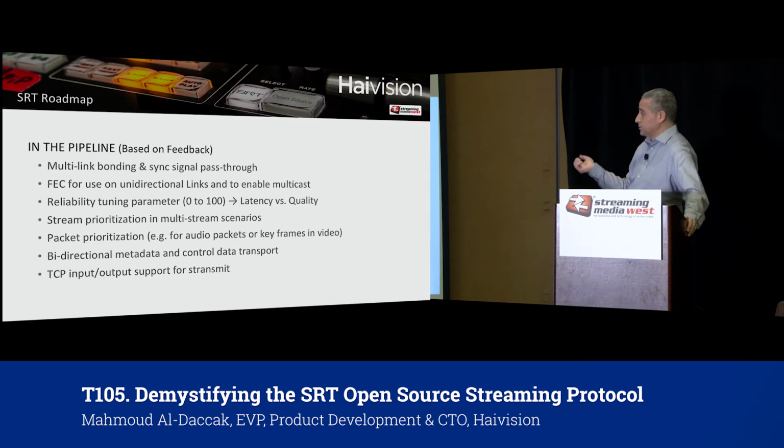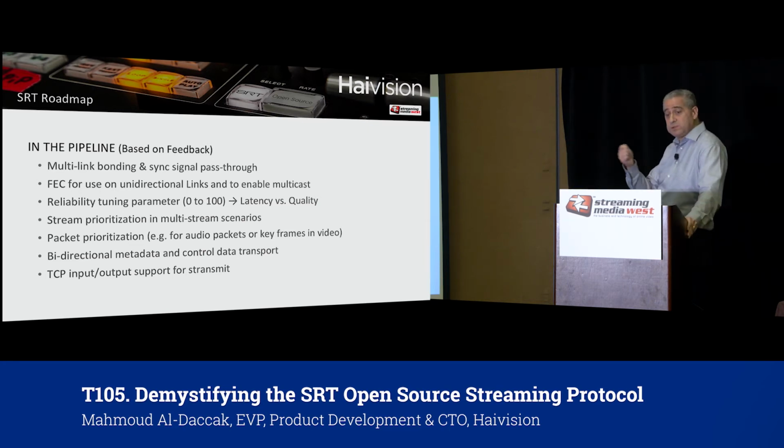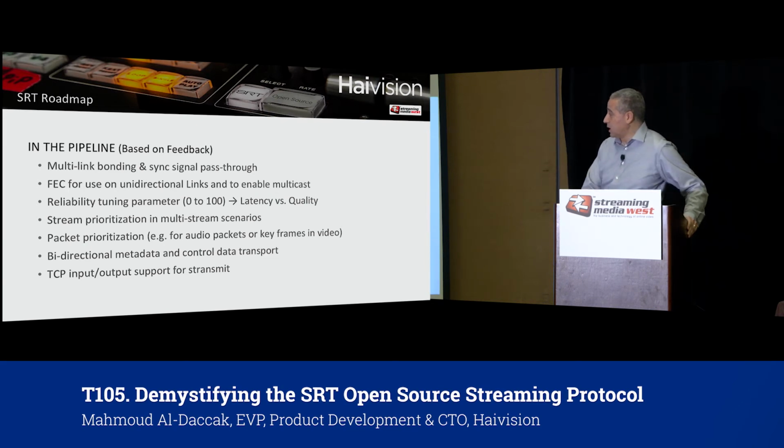A lot of people also ask for a slider. Latency plays with quality. You can increase the quality, but that will be at the expense of latency and vice versa. So we wanted a very simple tunable parameter for that. People also ask for stream prioritization, so please make sure that stream A has priority over stream B. The same thing for packet prioritization.